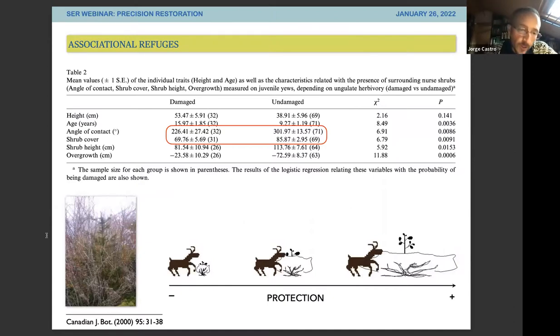The herbivore, look, this is a yew that is growing very well, completely protected because it's surrounded by Spanish broom. They must be almost completely protected. The herbivore cannot reach the plant. So this is the angle of contact, okay?